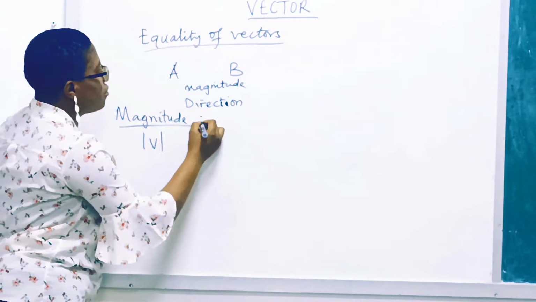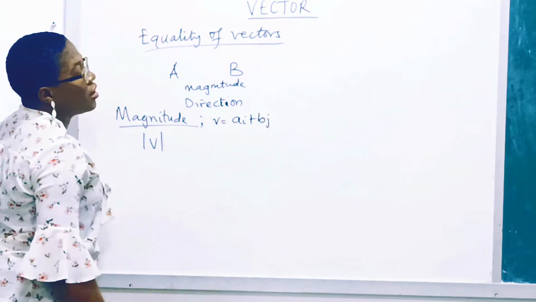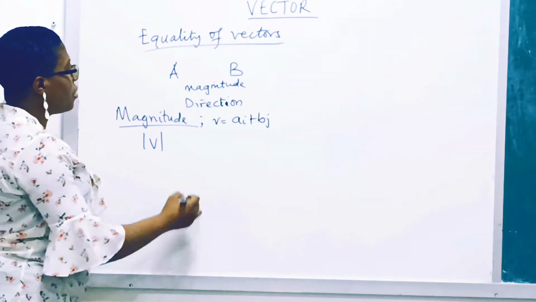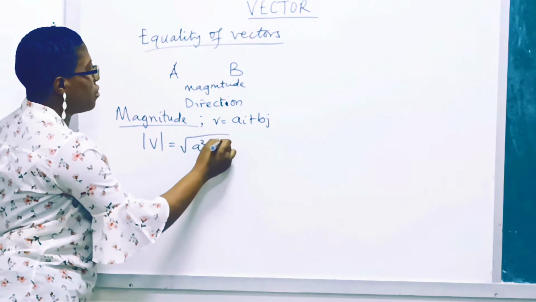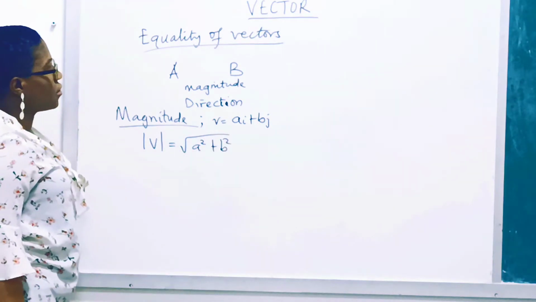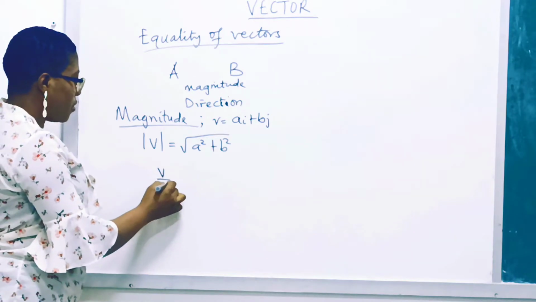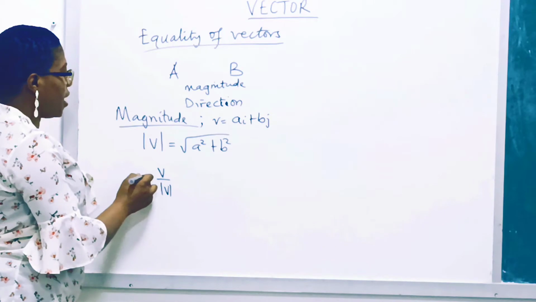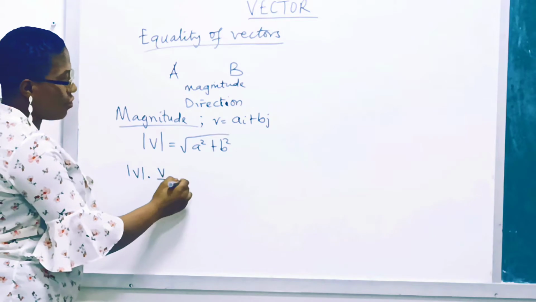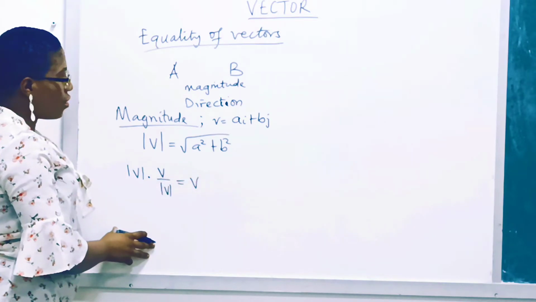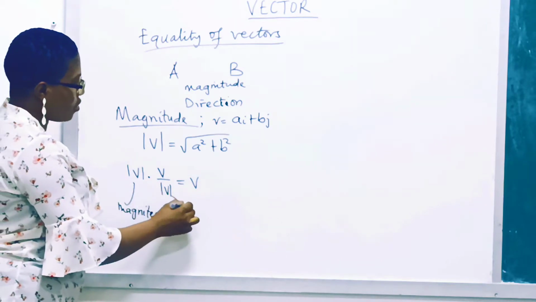Suppose that V is equal to ai plus bj. That's how vectors are usually represented. Then the magnitude of this vector is the square root of a squared plus b squared. Now observe, if I have the vector V over the magnitude of V, and I multiply it by the magnitude of V, then I have V, right? So every vector can be expressed as a product of the magnitude and the direction.